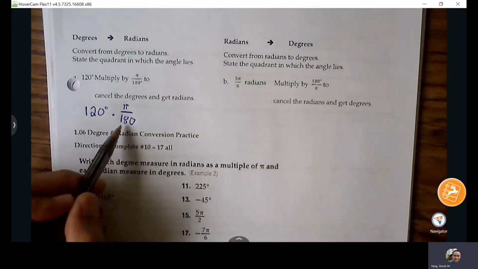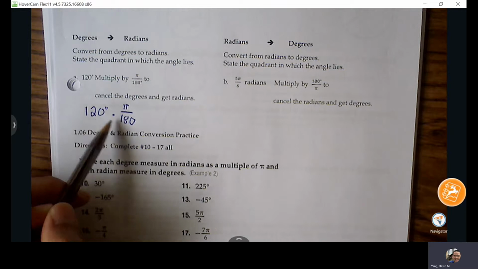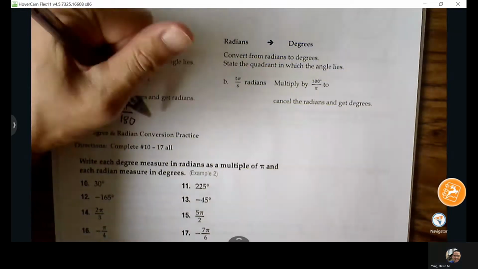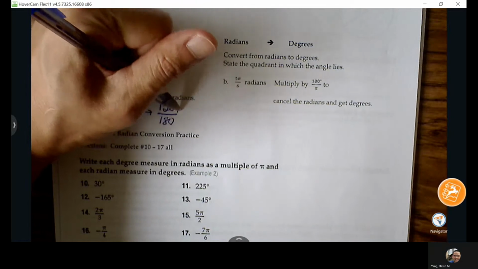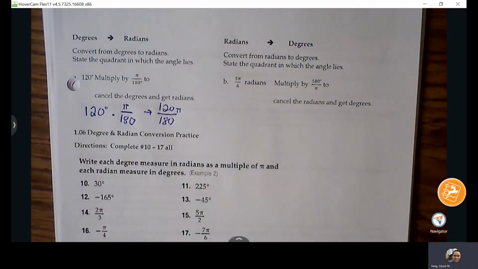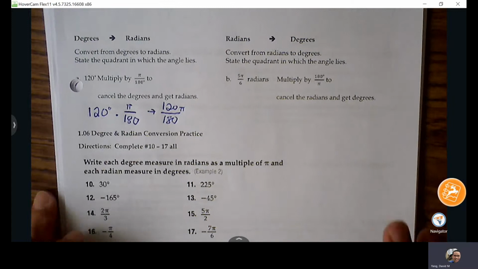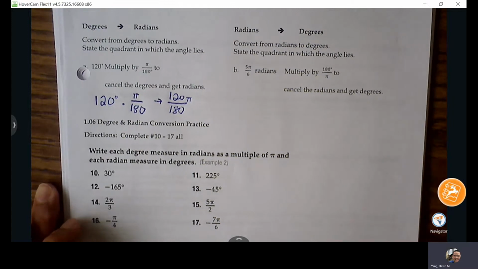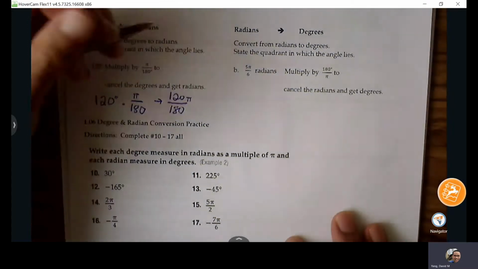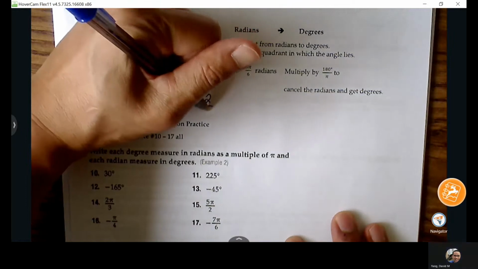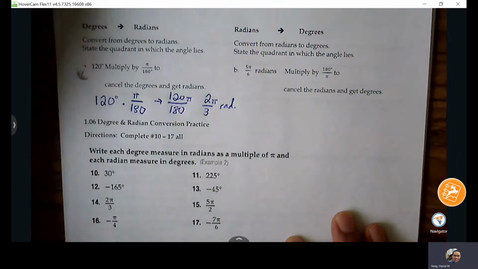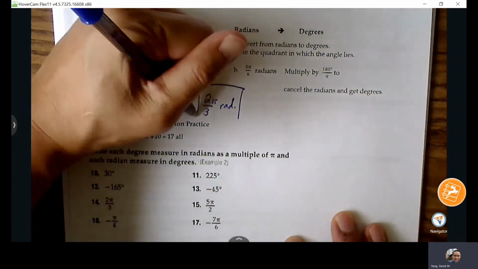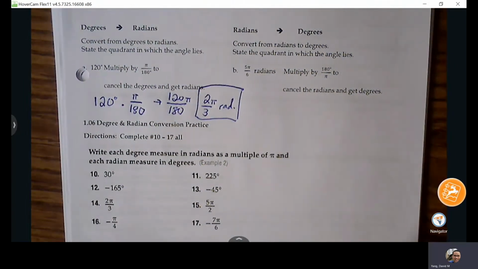You can either put this as one fraction, or you can cancel out between numerator and denominator. We know that 120 and 180 can both be divided by 60, so that reduces to 2 over 3. We keep pi in our answer, and our abbreviation for radians is RAD. So 120 degrees is equivalent to 2 pi over 3 radians.